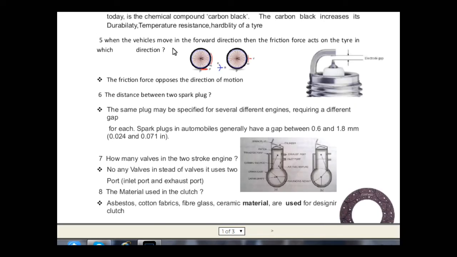The next question is, when the vehicle moves in the forward direction, in which direction does the friction force act on a tire? Here the friction force acts in the forward direction, because when the vehicle moves, the tire rotates clockwise, and we know that friction always opposes the motion or acts in the opposite direction to the motion. So here the friction force acts in the forward direction.